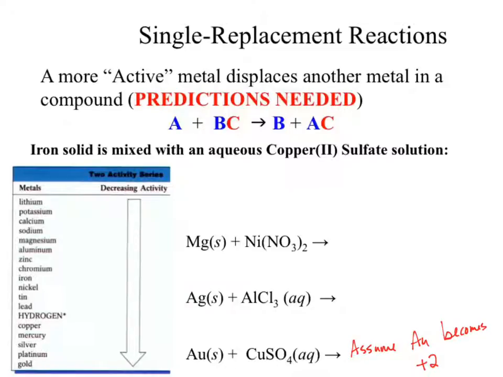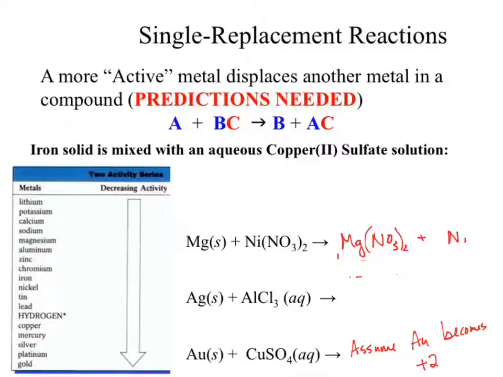So if we go through and predict, magnesium will go with the nitrate, and we'll end up with nickel by itself. Is the magnesium nitrate balanced? No. Nitrate is a -1. Magnesium is a +2. That formula is not correct. I need to put a 2 with the nitrate.